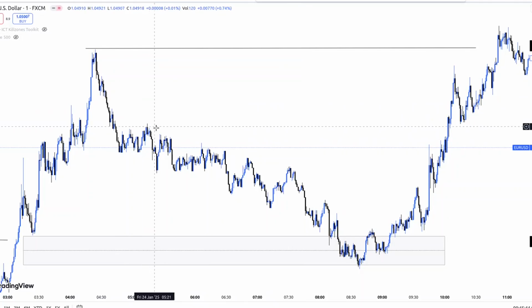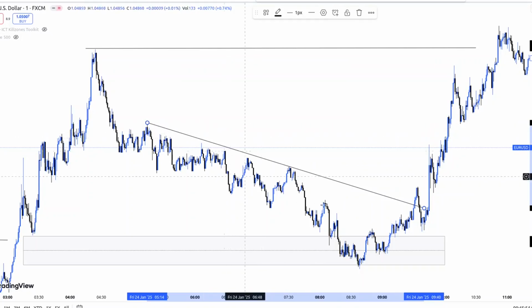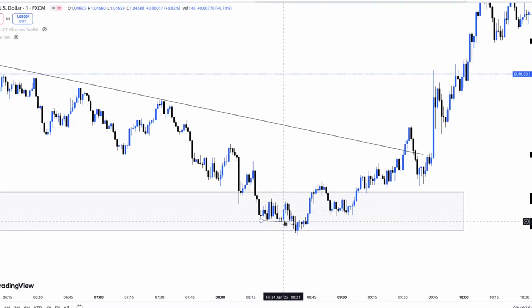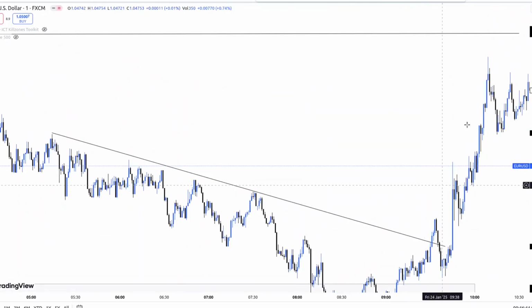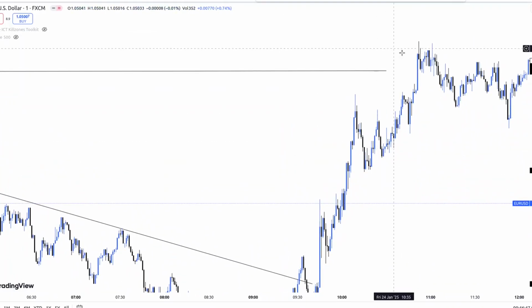You can see price coming down from this range, engineering liquidity to be run. We see a series of failure swings here that serves as a liquidity run. When price comes to this area, we see a smart money reversal here. Then we see price push up to come and take all this liquidity to the upside.